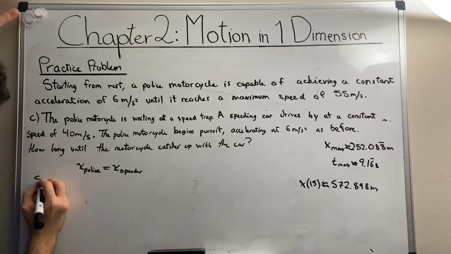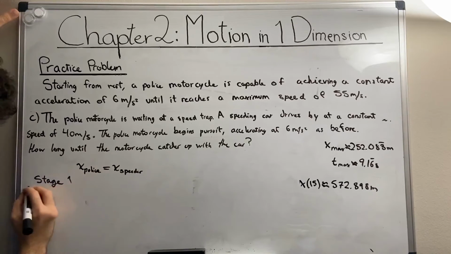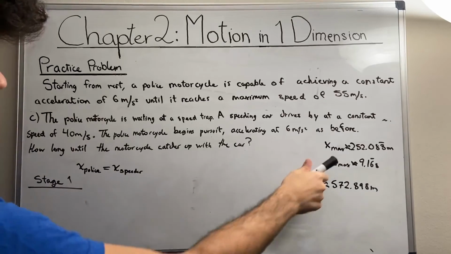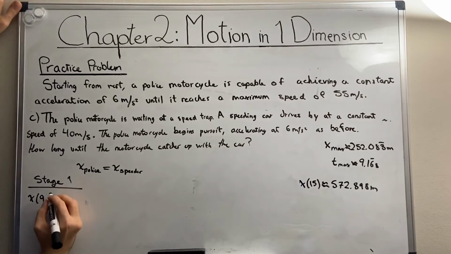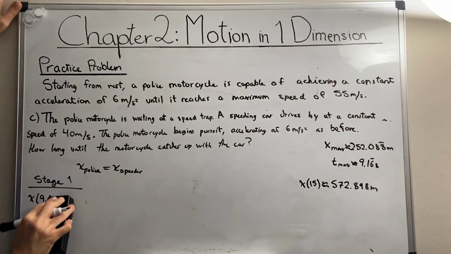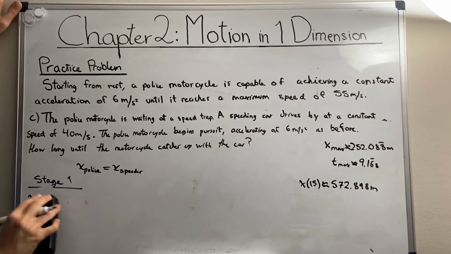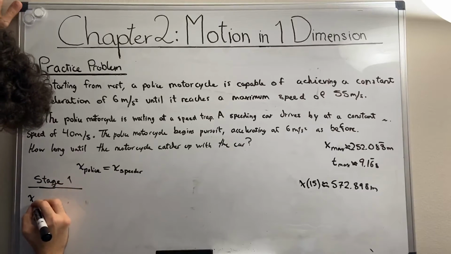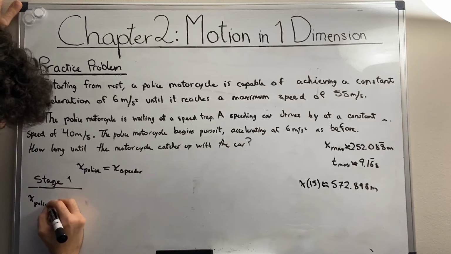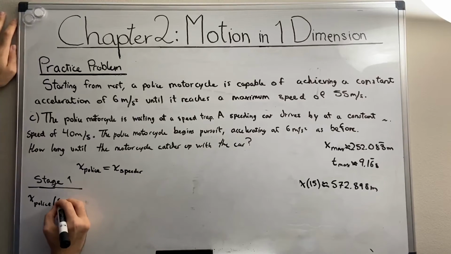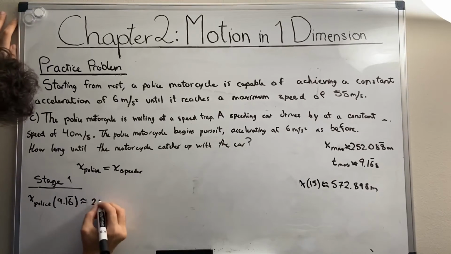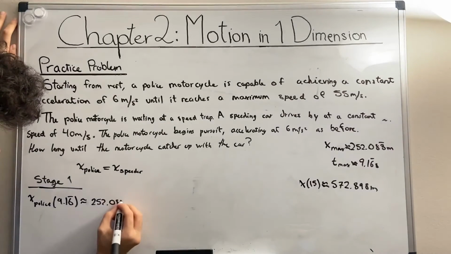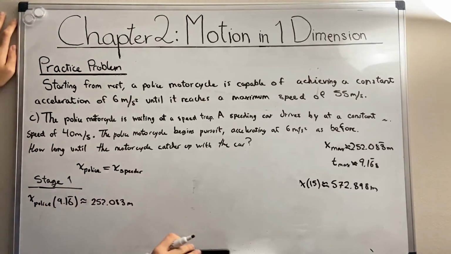In stage 1, we have to determine how far the police car has traveled. We know that in 9.16 periodic seconds, the police car has traveled about 252.083 meters.